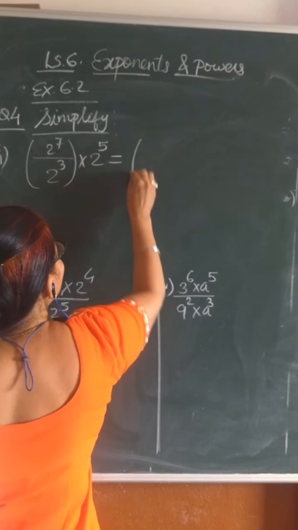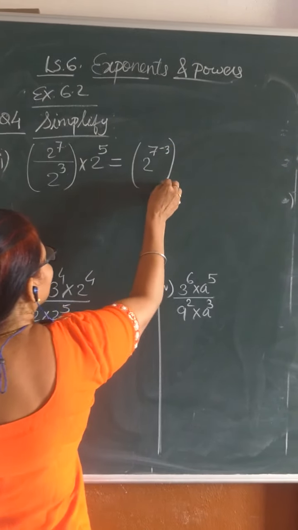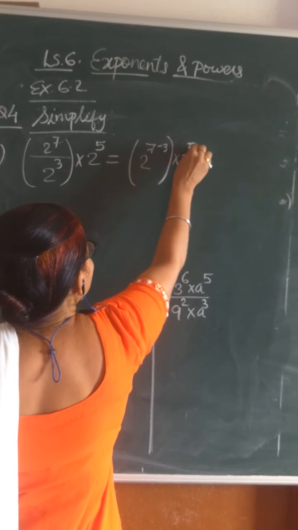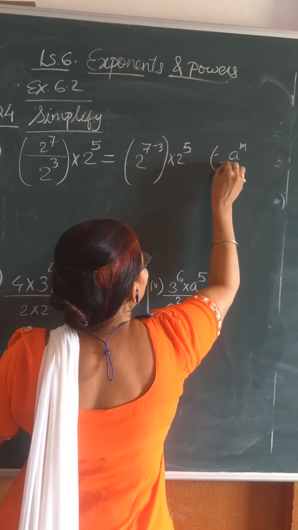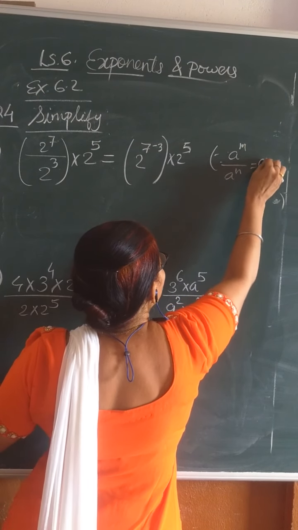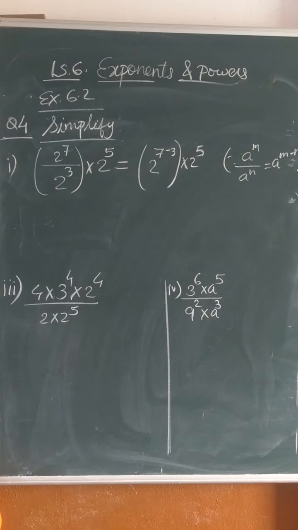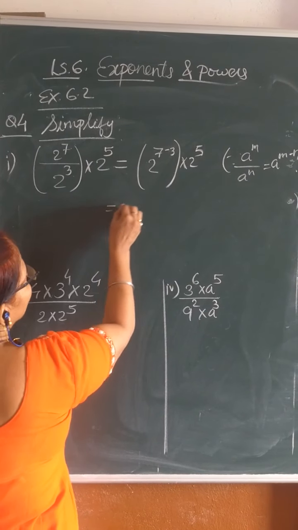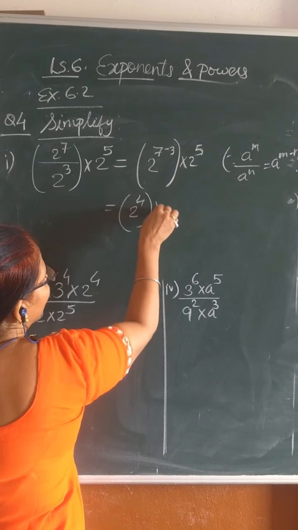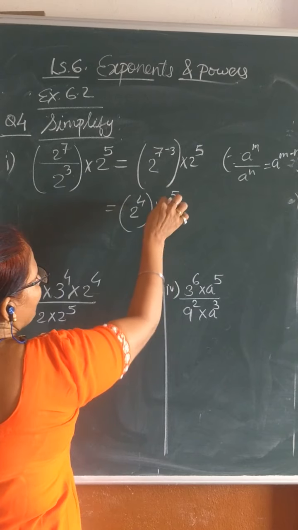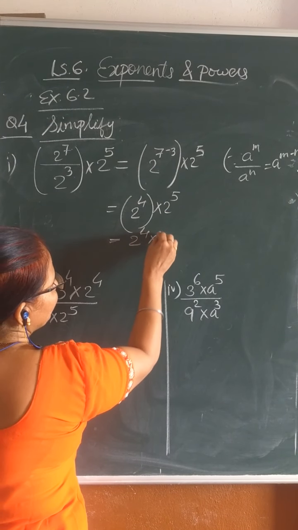Base one time you will write, and subtract the powers, 7 minus 3, and this will remain as it is. Now which law do I use? a to the power m divided by a to the power n is equal to a to the power m minus n. Now let's simplify. What do you get now? 2 to the power 7 minus 3 is 4, into 2 raised to the power 5. Now as the bracket has been simplified, you can remove the bracket.